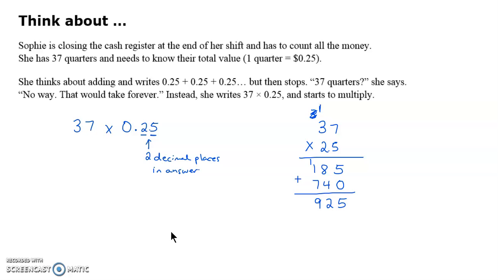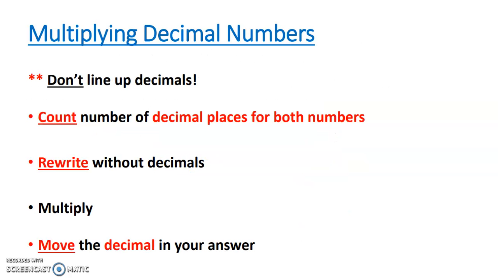So it looks like my answer is 925, but I know that my decimal places need to be reflected in the answer, and I need two decimal places. So from the right, always the right, I go 1, 2 decimal places, and pop my decimal there. And so she has $9.25. So these are the steps that I'd like to show today for multiplying decimal numbers.